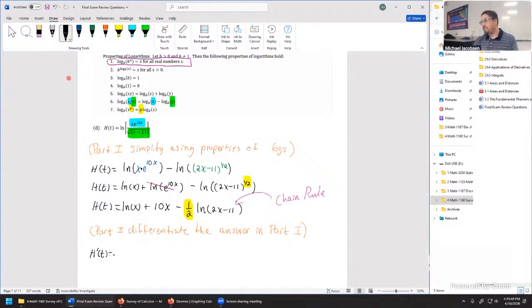The derivative of h at t is first the derivative of the natural logarithm of x. This one's nice. Just a 1 over x. Here, it's the power rule, so we get just a 10. Here, it's a constant multiple rule, so 1/2 carries in and multiplies another derivative. This one's a chain rule, so we'll do it in 2 stages.